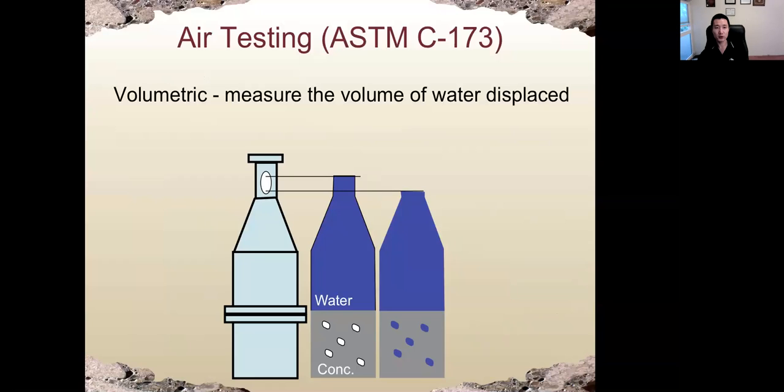We could use the volumetric method to measure how much air is inside the concrete. The concept of this method is very simple. First of all, we put the concrete in the bottom of this container. The top portion is filled with water. After agitation, we measure how much the water in the top portion goes down. That is the volume of water that goes into the pores of the concrete, so we can measure the volume of water displaced.